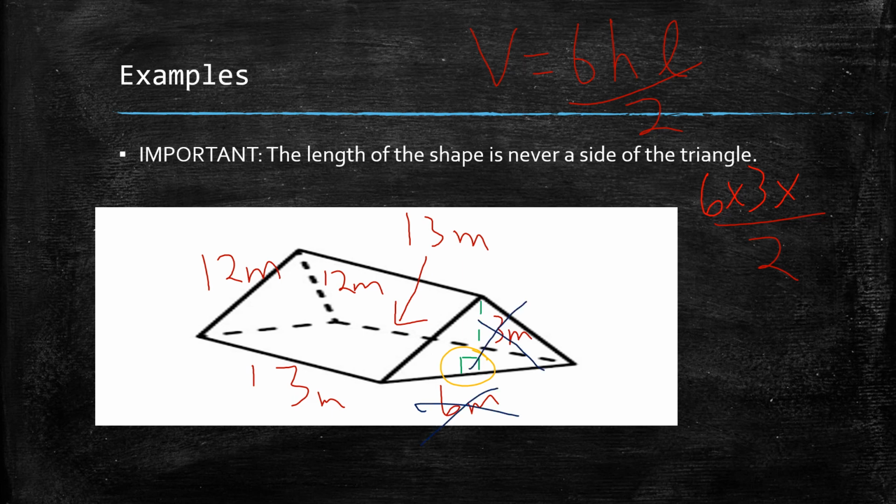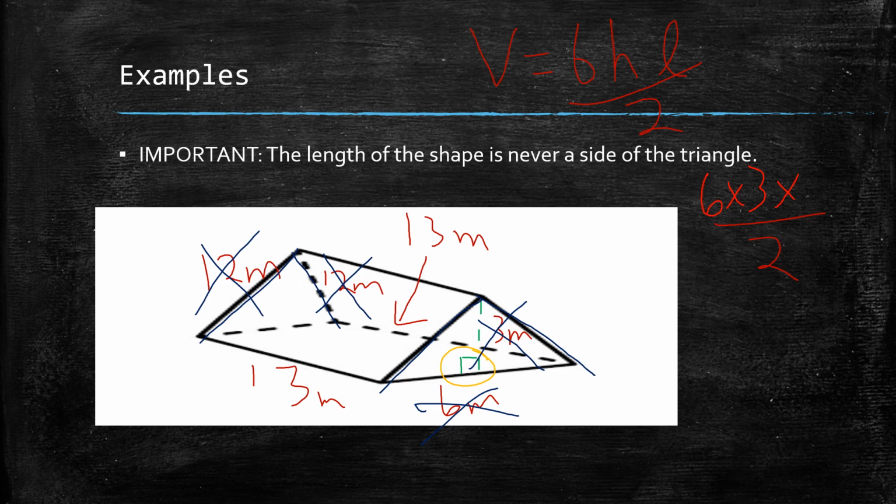If I look at these two 12s, they're part of the triangle. They're on this side of the triangle. So that's this side and this side. So we are not going to use the 12s. That leaves us the 13s. Both 13s are the same.